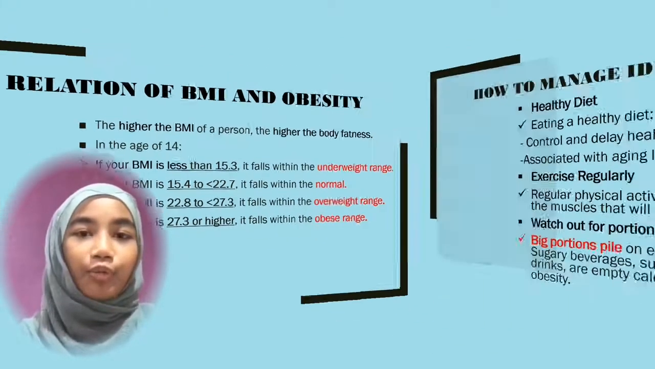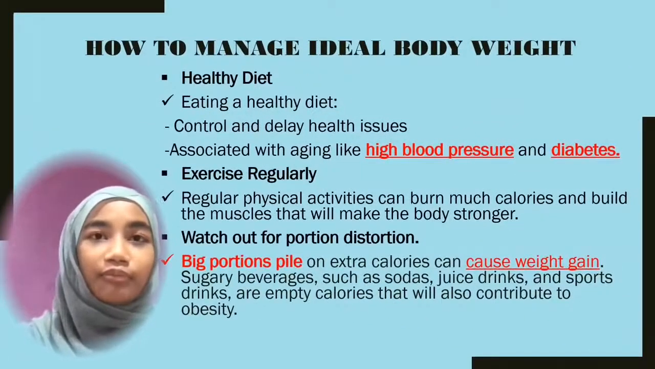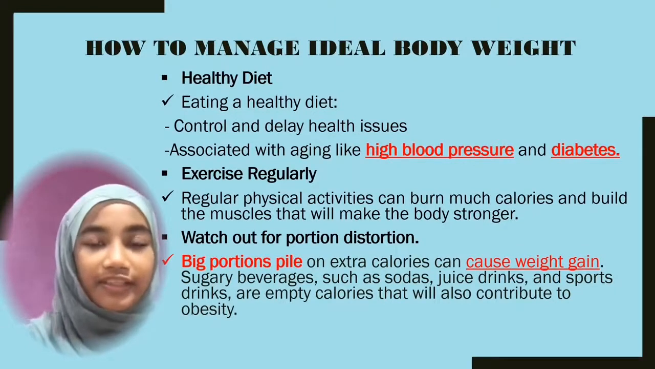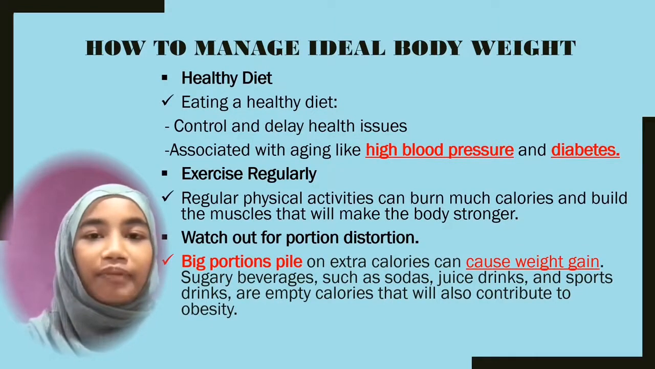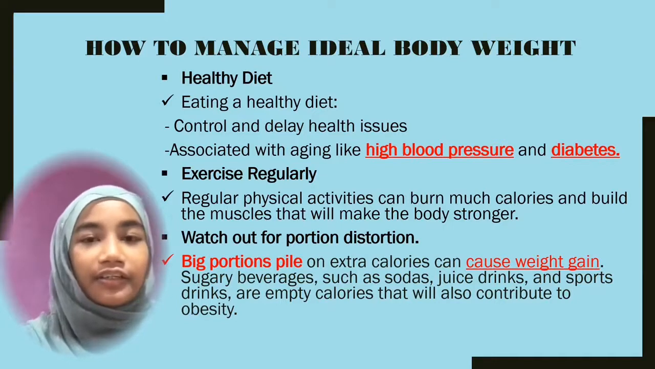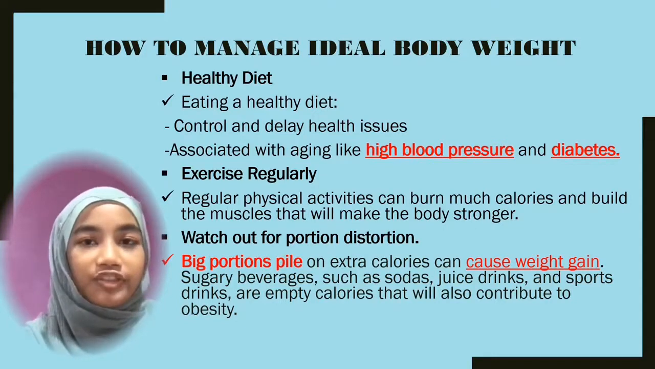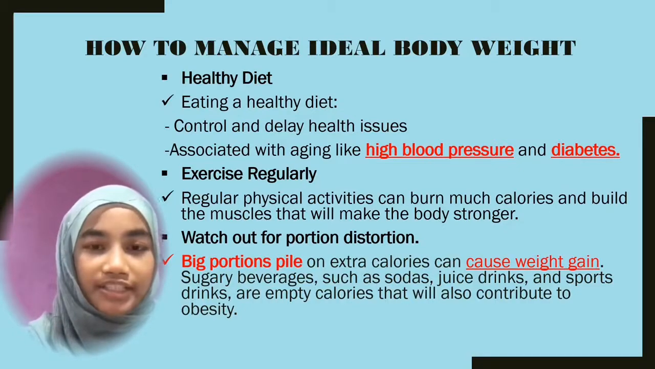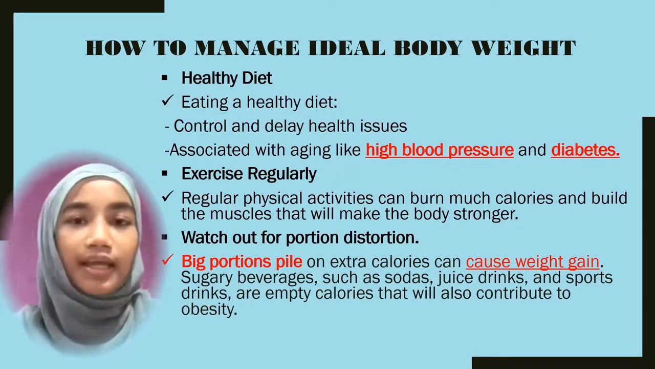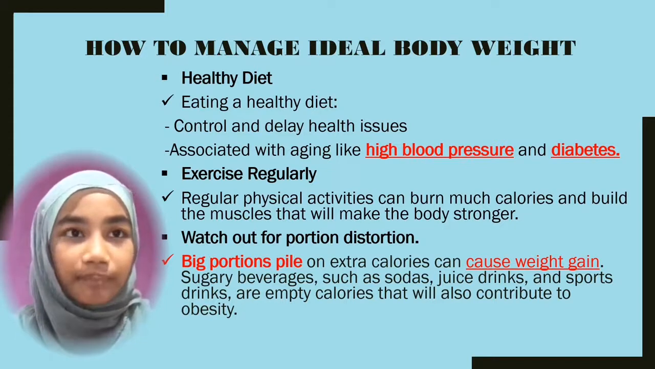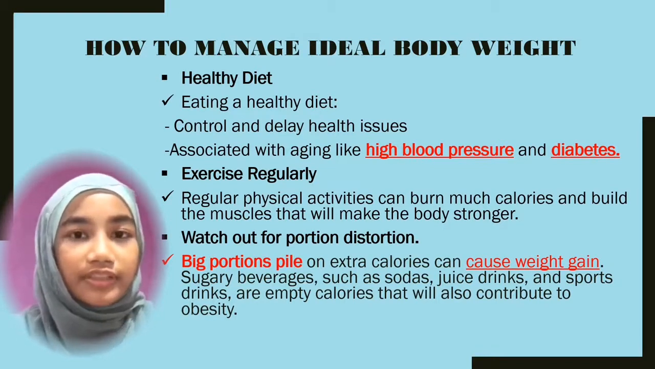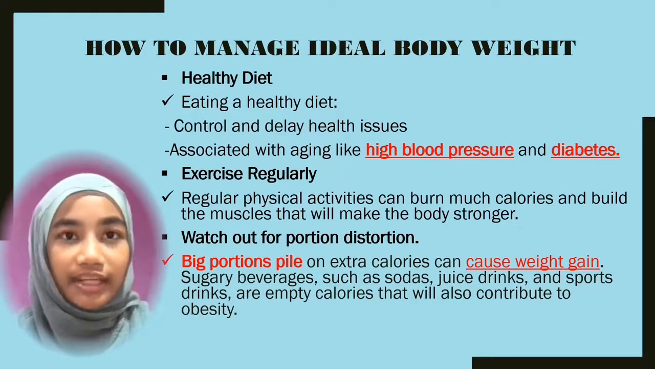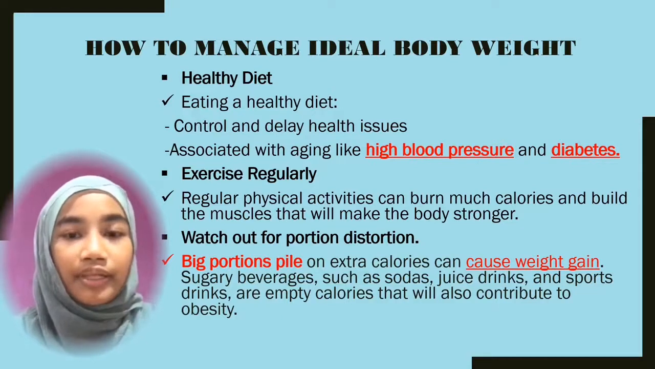Lastly, I'm going to tell you how to manage ideal body weight. First, eat a healthy diet. By eating a healthy diet, it can control and delay health issues also associated with aging, like high blood pressure and diabetes. Next, exercise regularly. By doing regular physical activities, it can burn many calories and build the muscles that will make the body stronger.